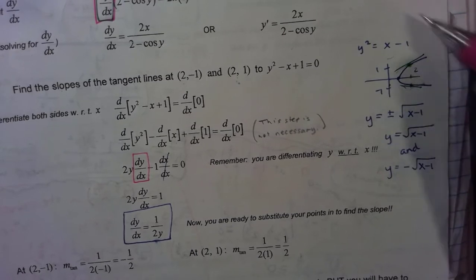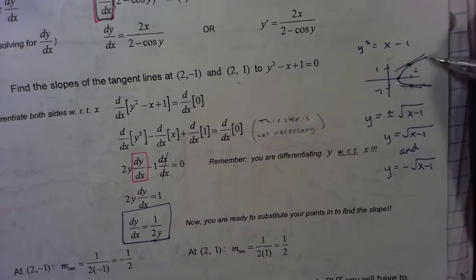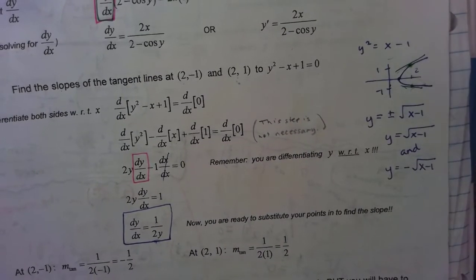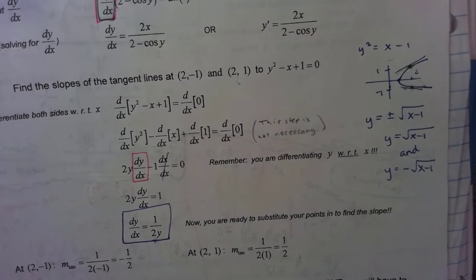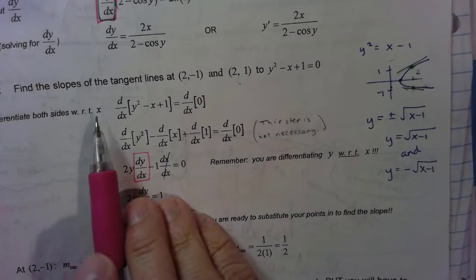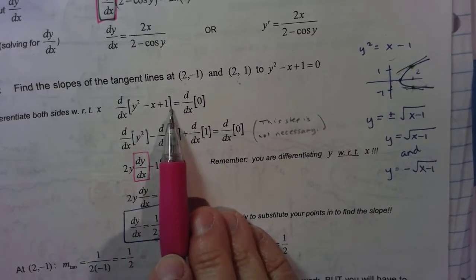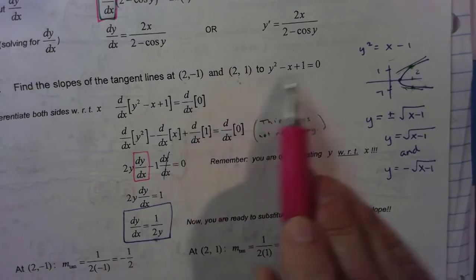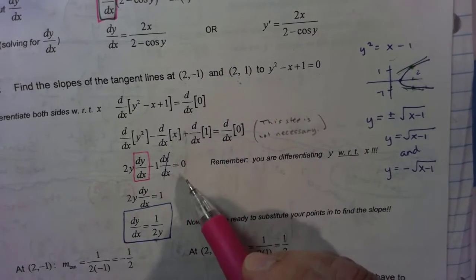So I'm using something that you know, but you will notice that y is not a function of x because this is not a function. And that's what's really neat about implicit differentiation. We do not have to have a function for taking the derivative. So we are going to take the derivative of y squared minus x plus 1 and the derivative of this side, 0. Well, we know that the derivative of a constant is 0, so that's easy.